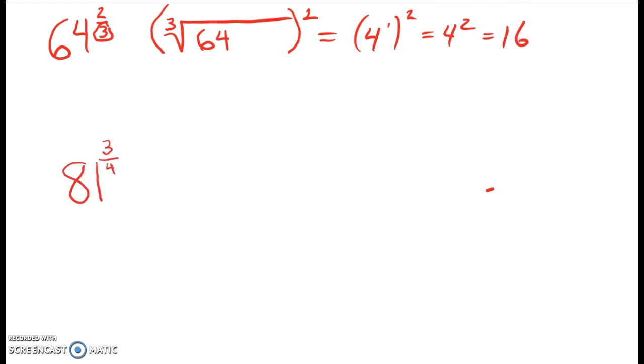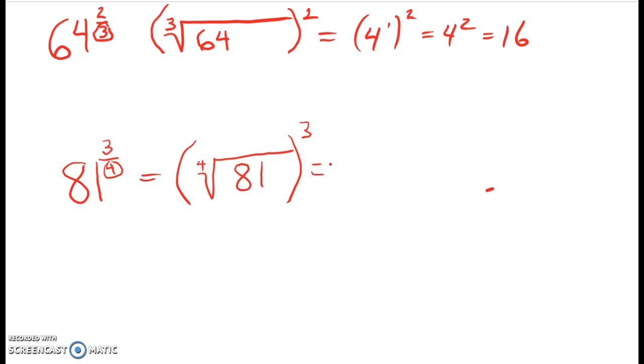What if we have 81 to the 3/4? I want to remind you, the denominator goes outside the radical. So let's go ahead and make our radical sign. We're going to put the 4, it's the fourth root, and we're going to write the 81 inside the radical, and put parentheses around it. We're going to put the numerator of our fraction, which is the exponent, on the outside.